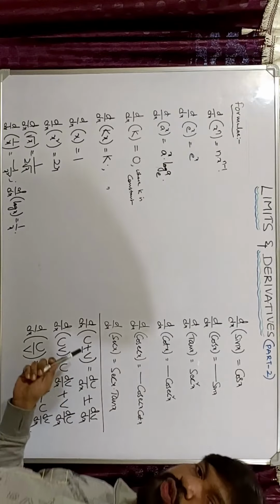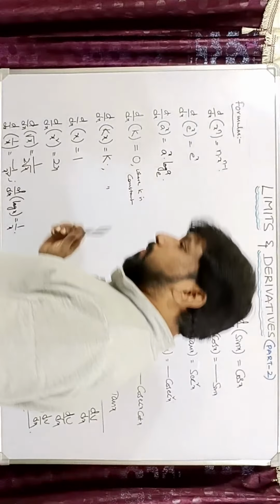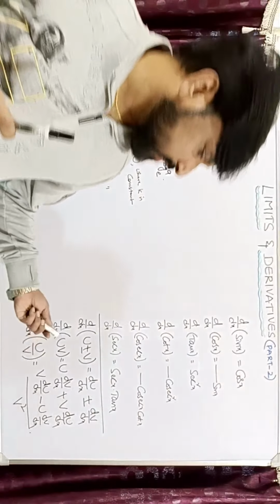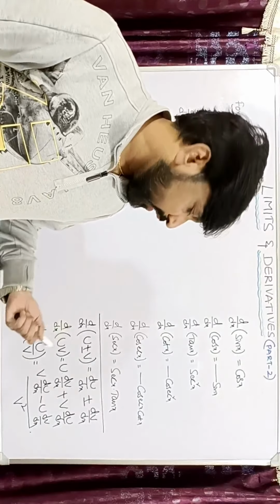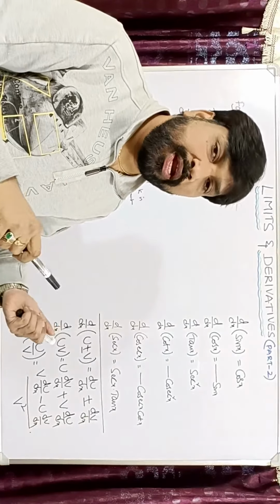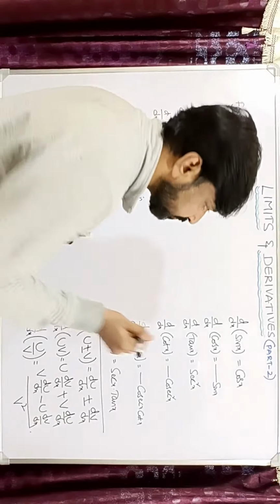And d/dx of u plus v and u minus v is nothing but du/dx plus or minus dv/dx, and d/dx of uv is equal to u derivative of v plus v derivative of u. d/dx of u by v is equal to v derivative of u minus u derivative of v, by v square.